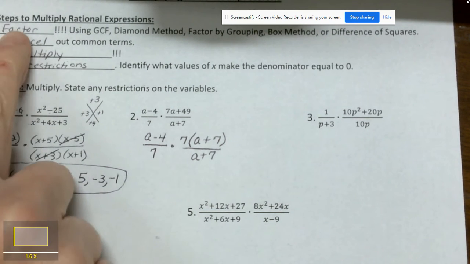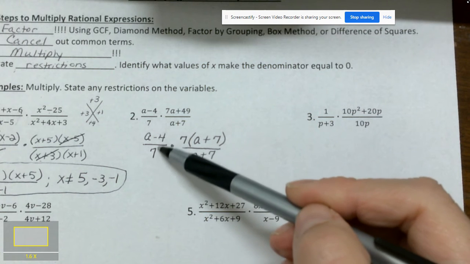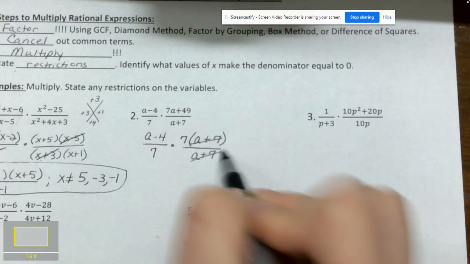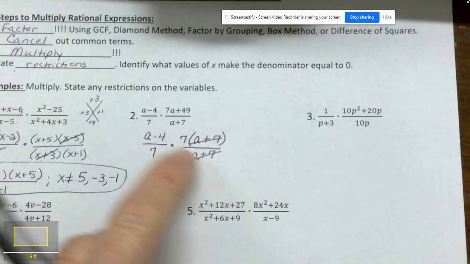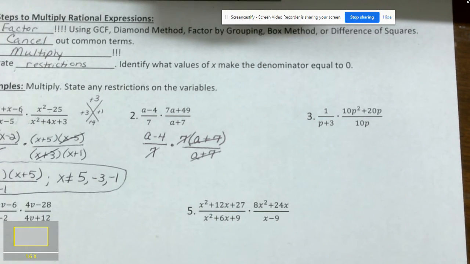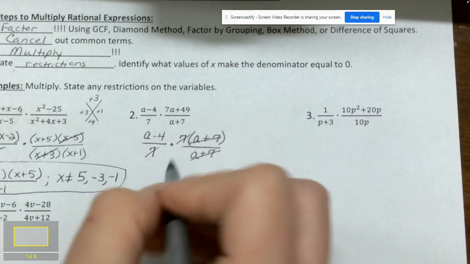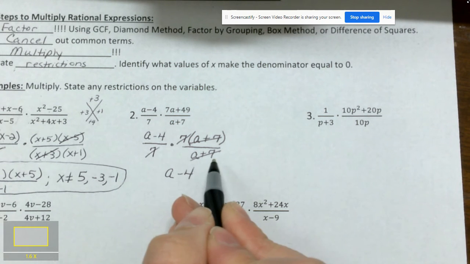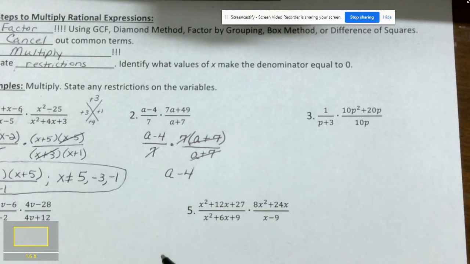Okay, so we've factored. Now we're going to cancel out common terms. Top to bottom here, I can't cancel anything. Top to bottom here, I can cancel the a plus 7. Diagonally this way, there's nothing to cancel. Diagonally this way, I can cancel out those 7s. So you can see here that the only thing we're left with is a minus 4. Everything in the denominator canceled out, and the only thing left in our numerator is a minus 4.